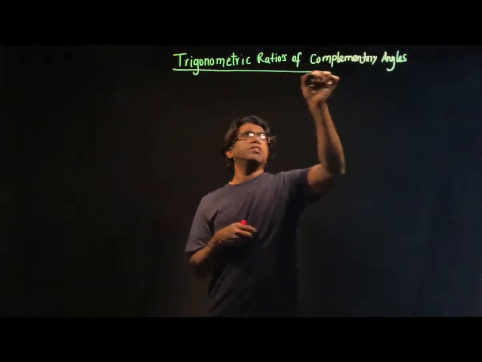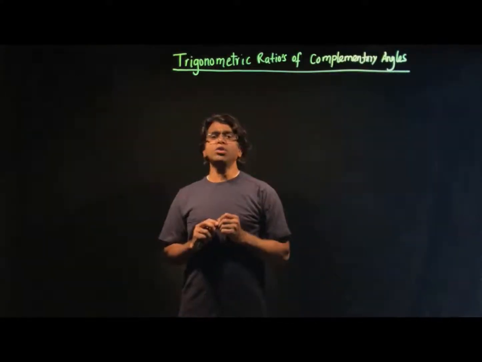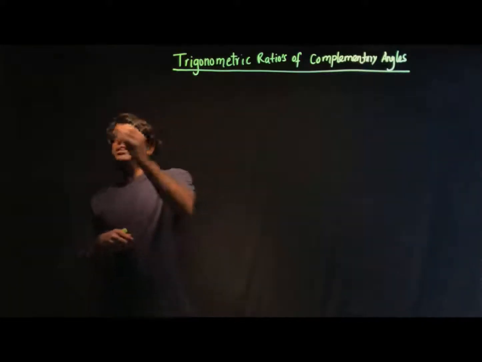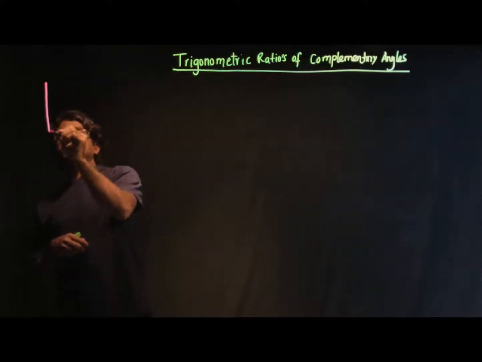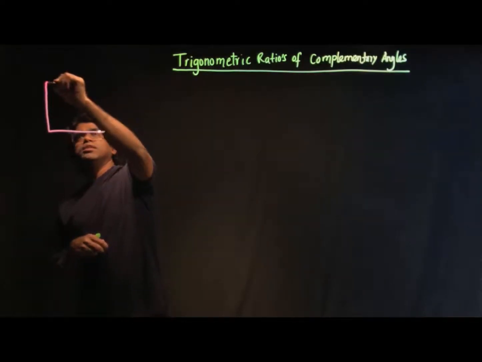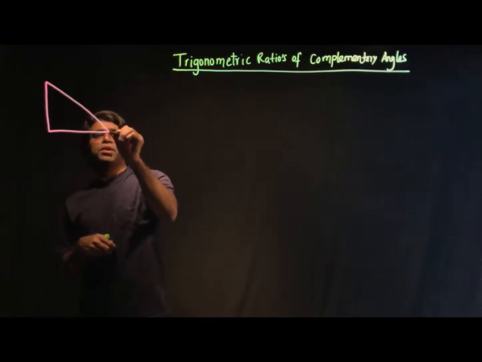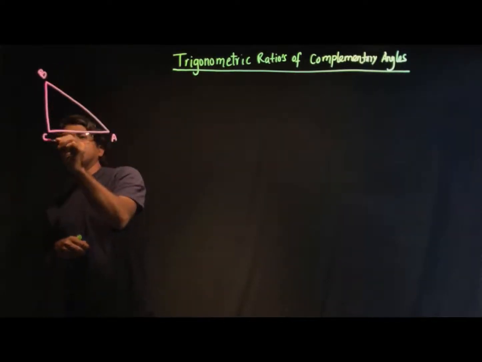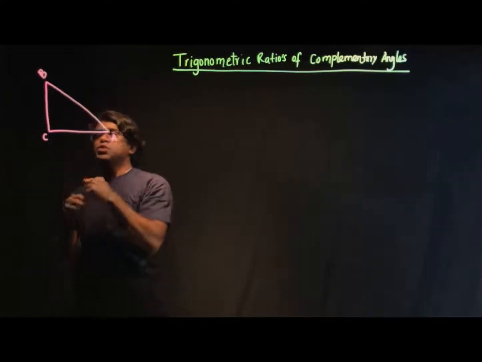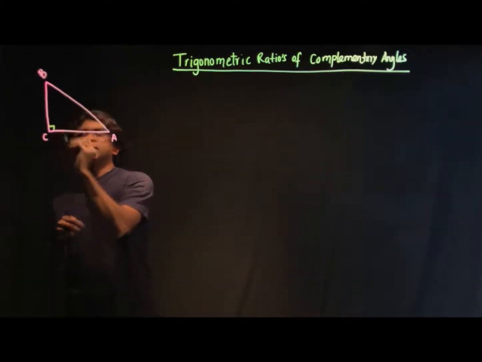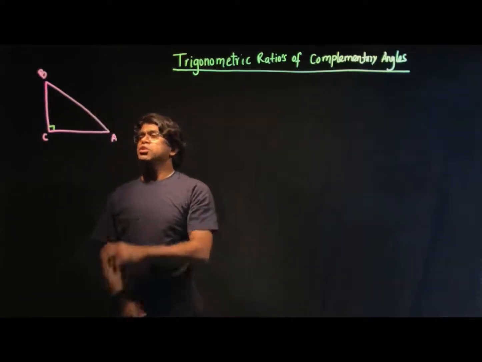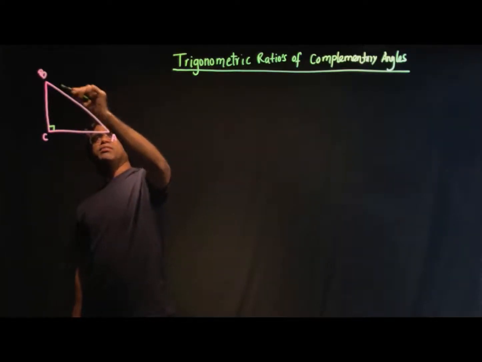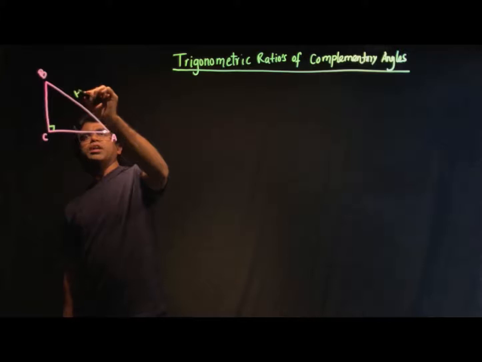So first thing first, I want to talk about the complementary angle. Let's consider a right triangle. This is my right triangle, A, B, C. And as you can see, the triangle is right at angle C. The side opposite to the right angle is this side, which is AB, and I'm going to call it hypotenuse.